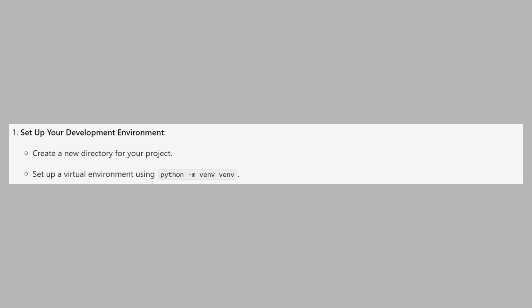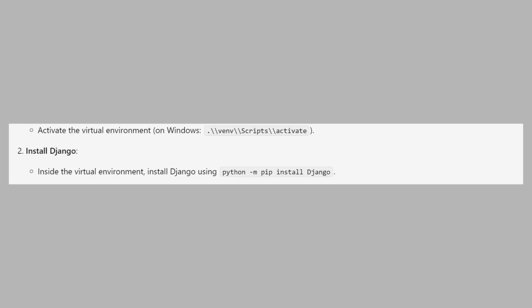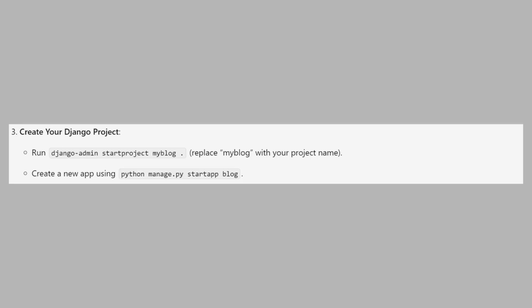First, create a new directory for your project. Then set up a virtual environment using python -m venv. Activate the virtual environment on Windows. Inside the virtual environment, install Django using python -m pip install django. Then run django-admin startproject myblog. Replace myblog with your project name.